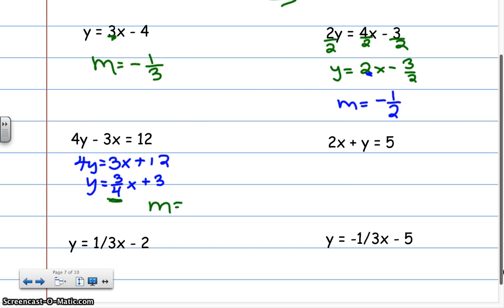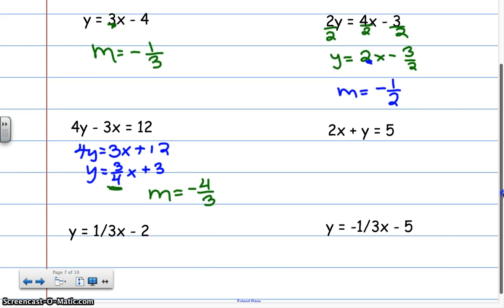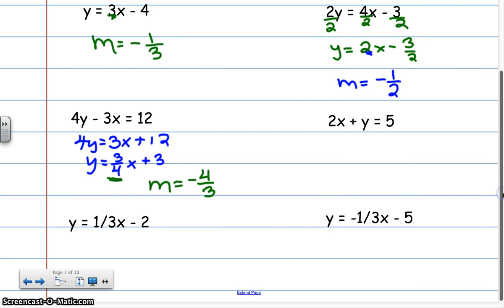What would my negative reciprocal slope be? Negative 4 over 3. So this is a concept that you need to feel confident with, and it's going to take practice. This definitely takes practice. All right, next I would move my 2x over by subtracting 2x.